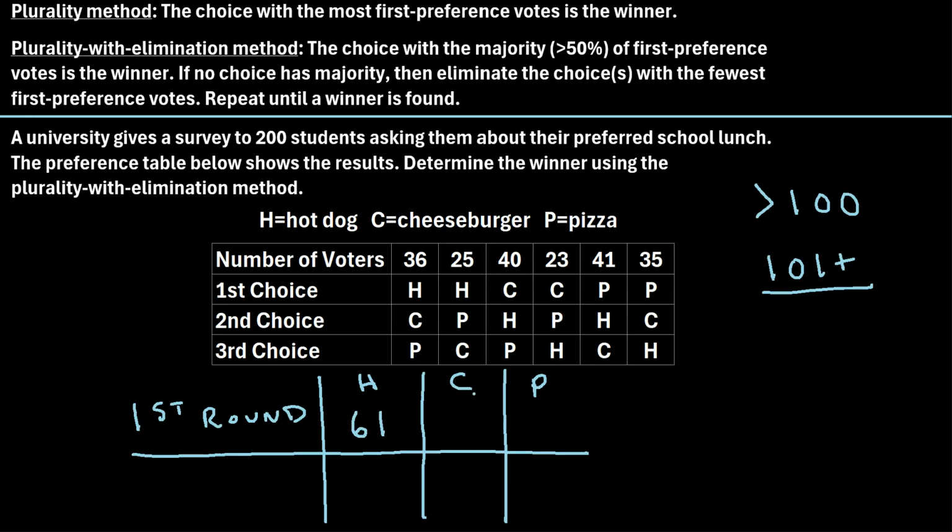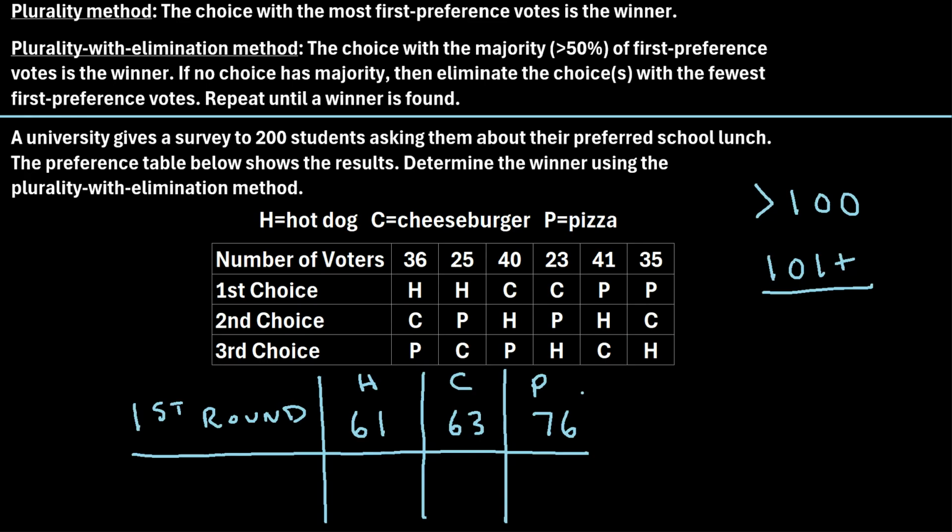Then we'll count the number of first preference votes for cheeseburger. So we can see in this column and this column, cheeseburger got the first choice. So that would be 40 plus 23, which is 63. And then lastly, we'll count the number of first preference votes for pizza. So in this column and this column, pizza was the first choice. So it had a total of 41 plus 35 first choice votes. So that adds up to 76. So we can see that during this first round of voting, none of the choices actually had 101 votes or more. So none of them had a majority.